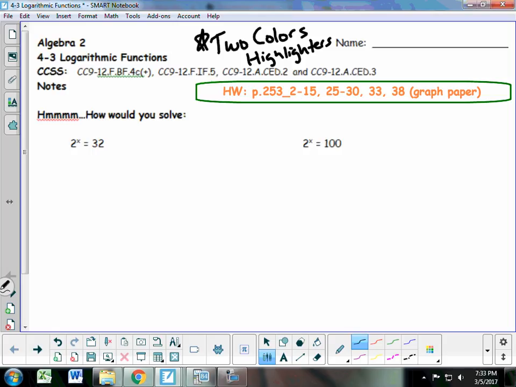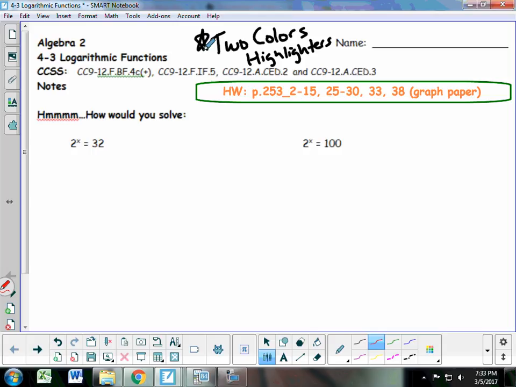All right, so let's take a look at these problems that are a little different. 2 to the x power equals 32. How would we solve that? Now this is different than any other problem we would have seen before because the special thing about this is the variable is in the exponent. Okay, how do you solve an equation with x in the exponent?